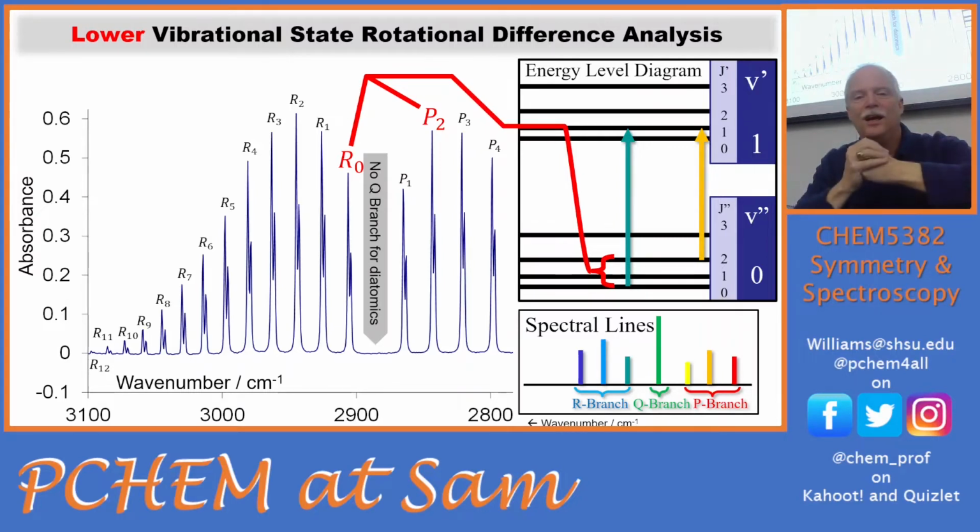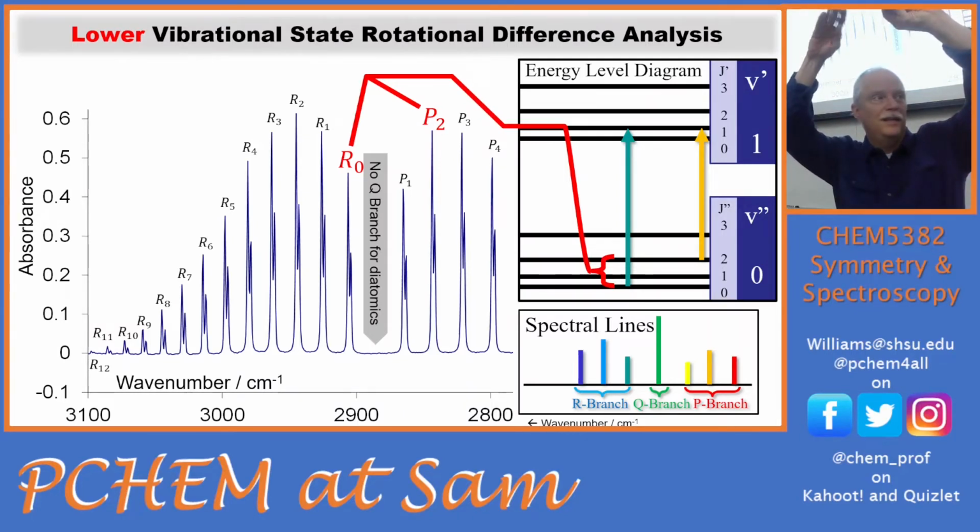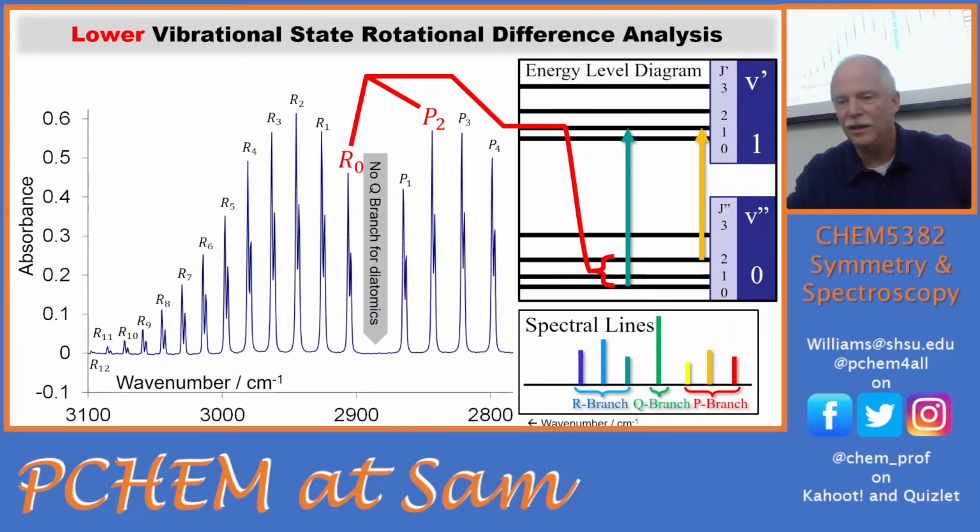And so if we go from 0 to 1, that's the R0 line. And if we go from 2 down here down to 1, then that's 1 in the upper state. So P2 starts down here at J double prime equals 2. So that's the P2 line, and delta J is minus 1 for a P branch line. And so it comes up to 1.